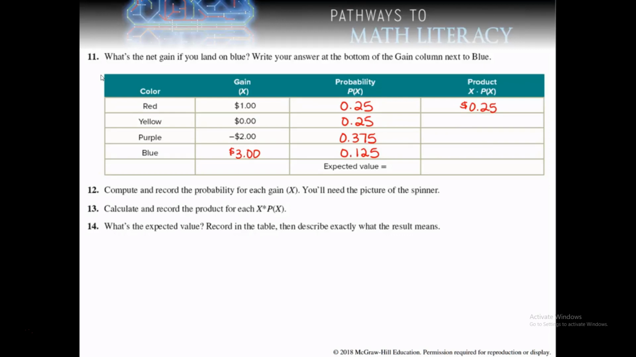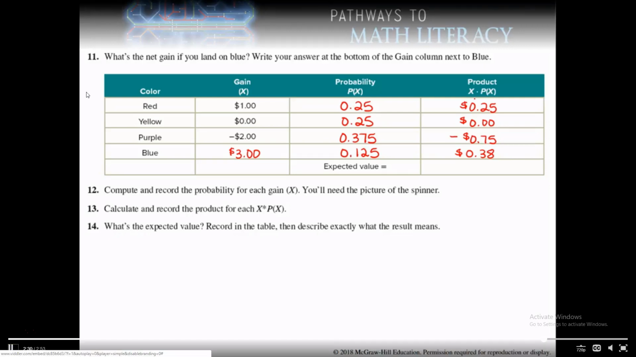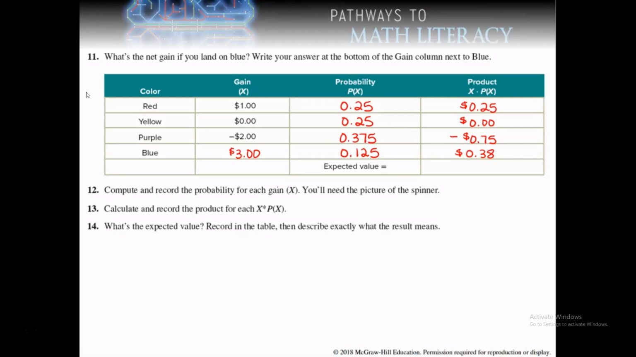Purple, -2 times 0.375 gives us -75 cents. And then blue, $3 times 0.125 gives us 0.38 cents. And then number 14 asks us to find the expected value. Well, to do that, we need to add all of those products we just found in the final column. So when we add all of those together, we get -12 cents for our expected value.